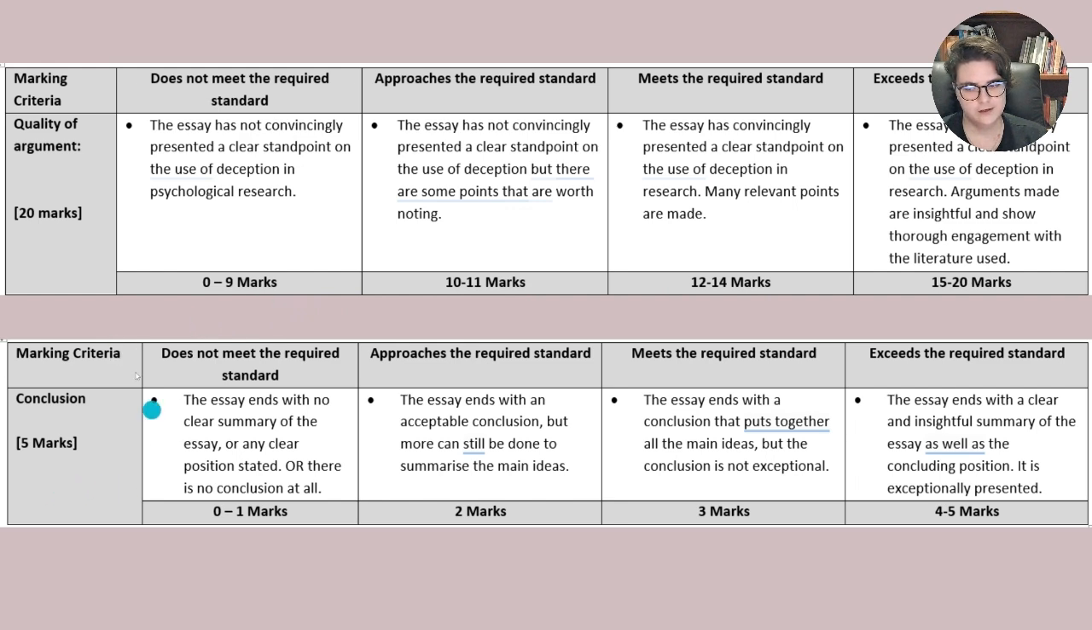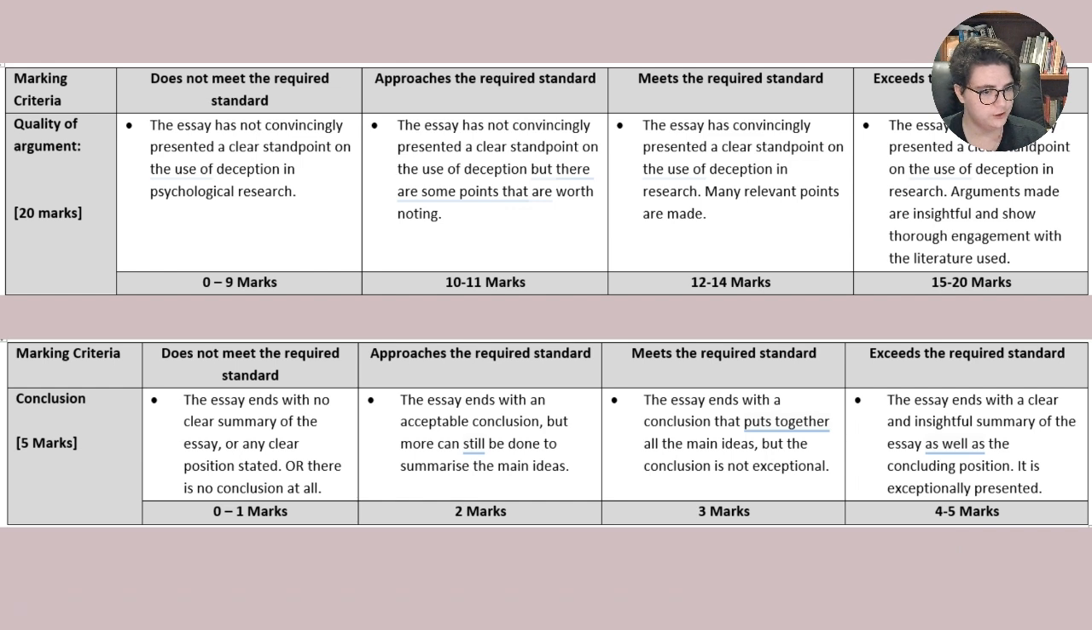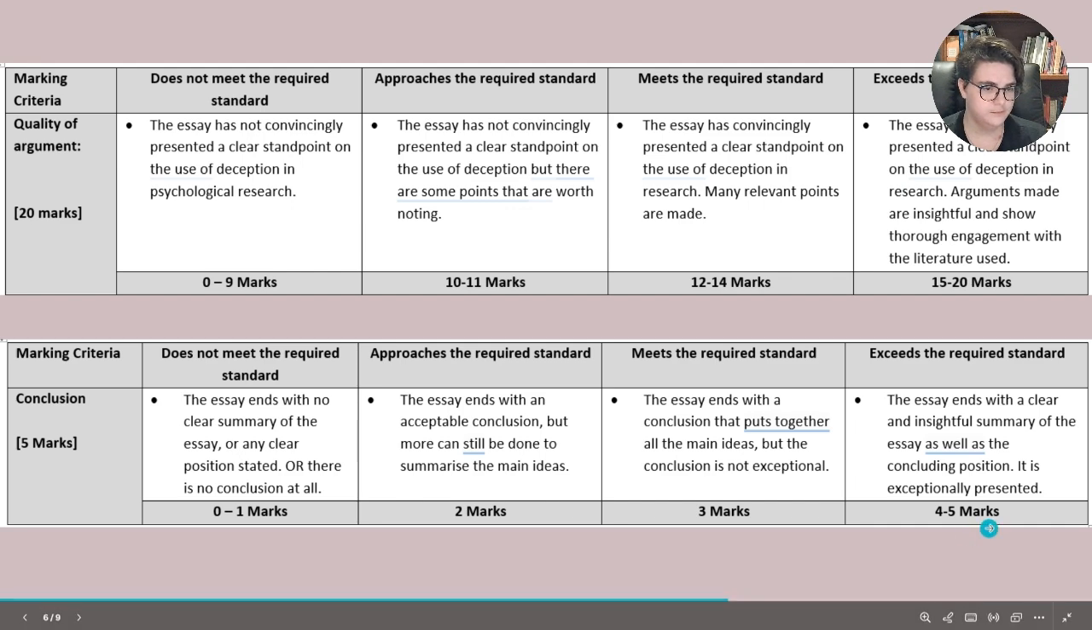Okay, and then conclusively, you get 5 marks for your conclusion. And as I've said before, it must be clear. Okay, it must give a good summary of the arguments that you've just presented and clearly state again that position that you are taking. You support the use of deception or you don't. Yeah. That is question 1.